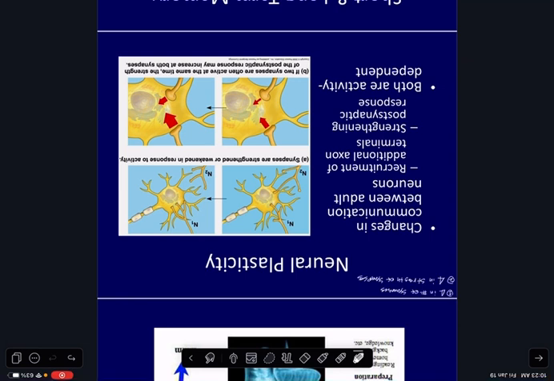Plasticity, plastic, moldable, changeable. So the term plasticity is used quite commonly with other things, but neuroplasticity basically means nerve cells can change their connections, make them, break them, make them weaker, make them stronger. And that's really what memory is about. It's not about generating new neurons. It's about changing the connections between existing neurons.